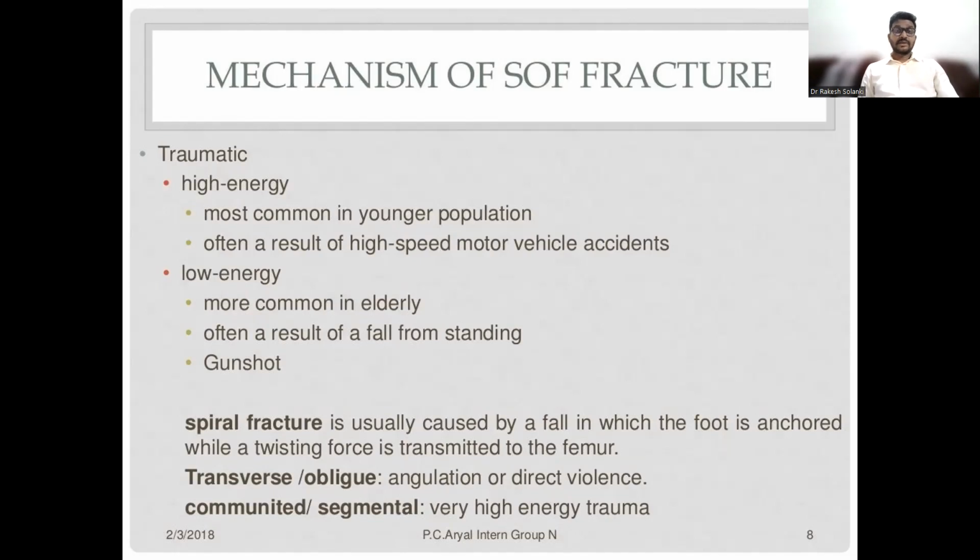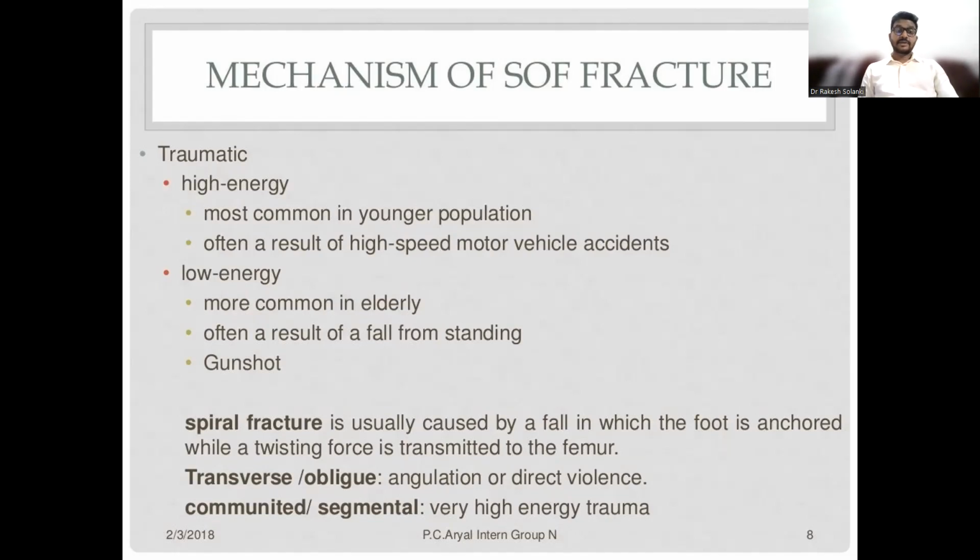When it occurs in the elderly people, it is commonly associated with trivial fall, and the patient usually has osteoporotic bones. A spiral fracture is usually caused by a fall in which the foot is anchored while twisting force is transmitted to the femur. One is not able to move the foot, and the twisting force which is transmitted to the femur leads to the spiral fracture of the femur.